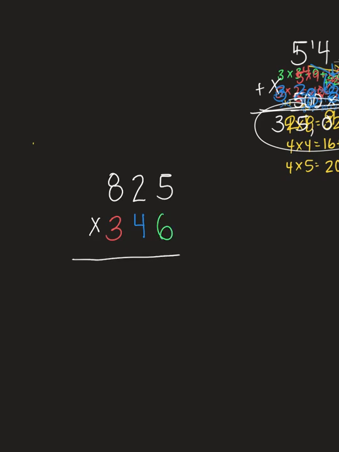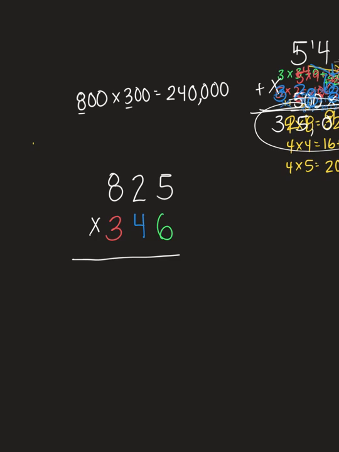And so when I estimate this problem, it's going to be a pretty big estimate. I'm going to change 825 to 800. Remember, friendly numbers that all have zeros on the end. And then I'm going to change 346 to 300. 8 times 3 is 24 with 4 zeros on the end. Wow. So the answer to this problem is going to be pretty big. It's going to be close to 240,000. And it's probably going to be even bigger than that because we chopped a lot off of our numbers that we're multiplying.